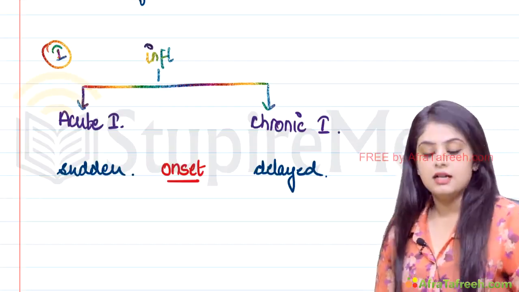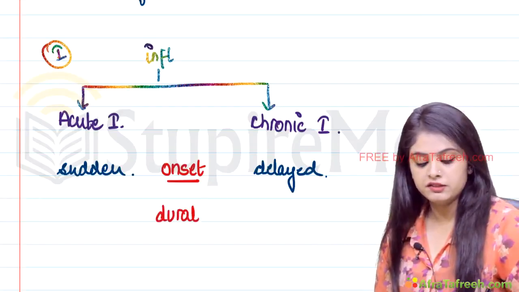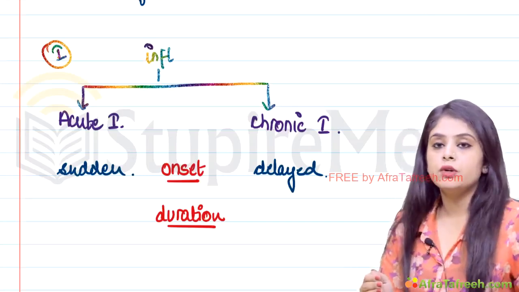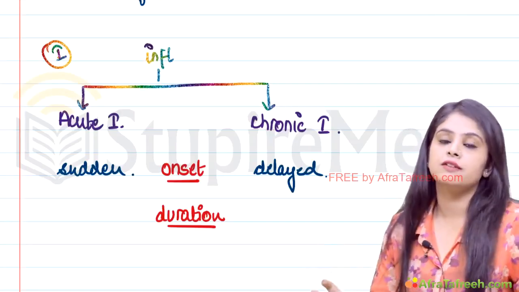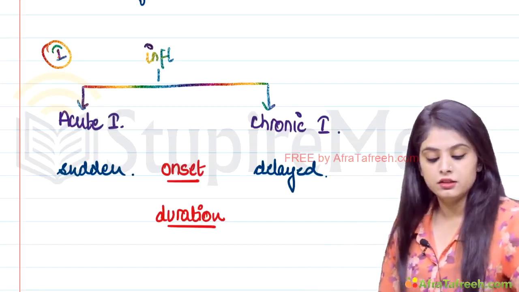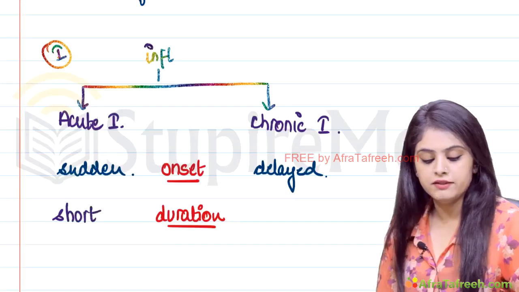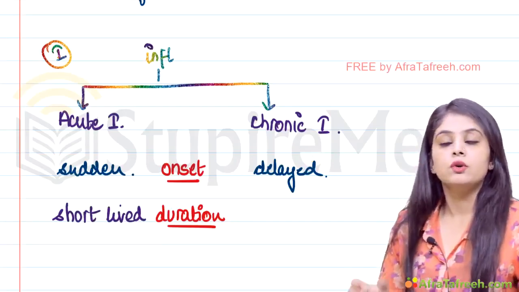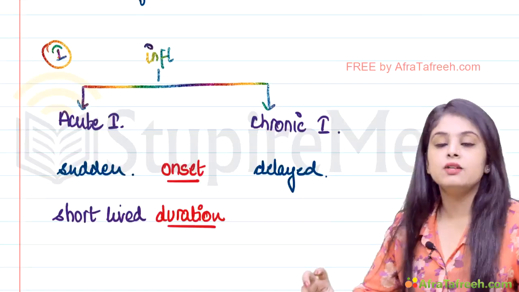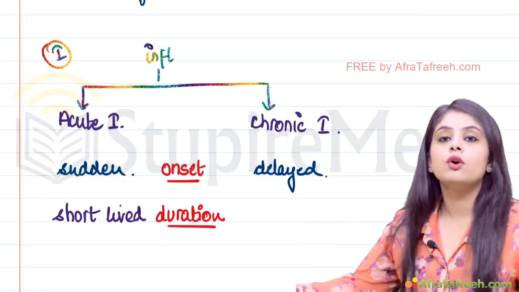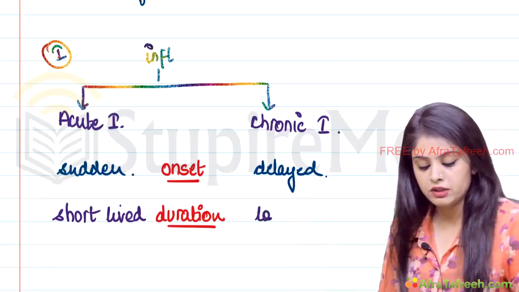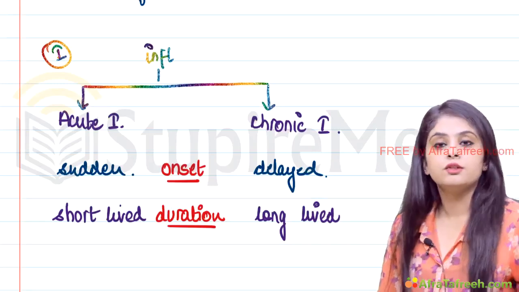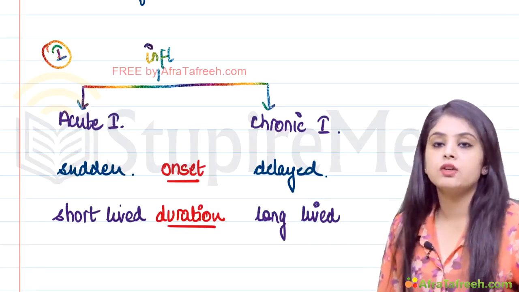Next difference. After the onset, what is the duration of these two types like? So remember, acute is something that is going to begin early and is going to be short-lived. So it will begin early, it will end early. So acute inflammation will be short-lived. On the other hand, chronic inflammation is going to begin slowly, it is going to have a delayed onset and it is also going to go on for a longer duration. So this is going to be long-lived. So we've done two very basic differences between acute and chronic inflammation.